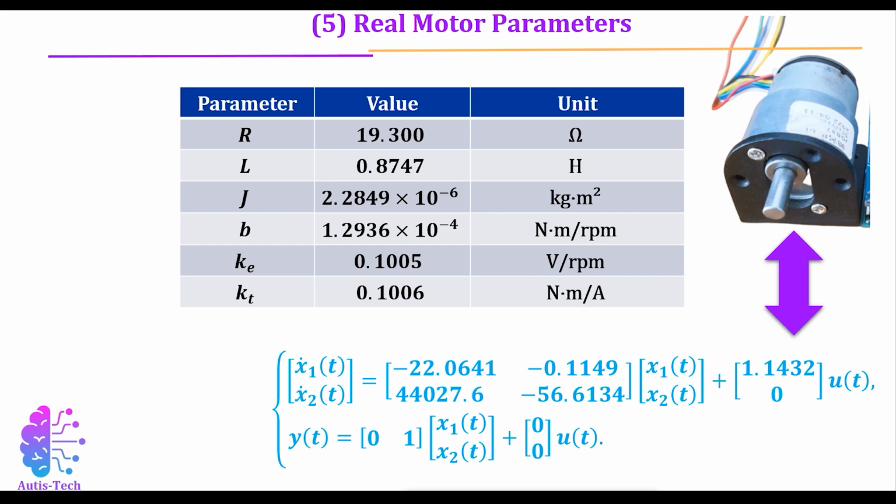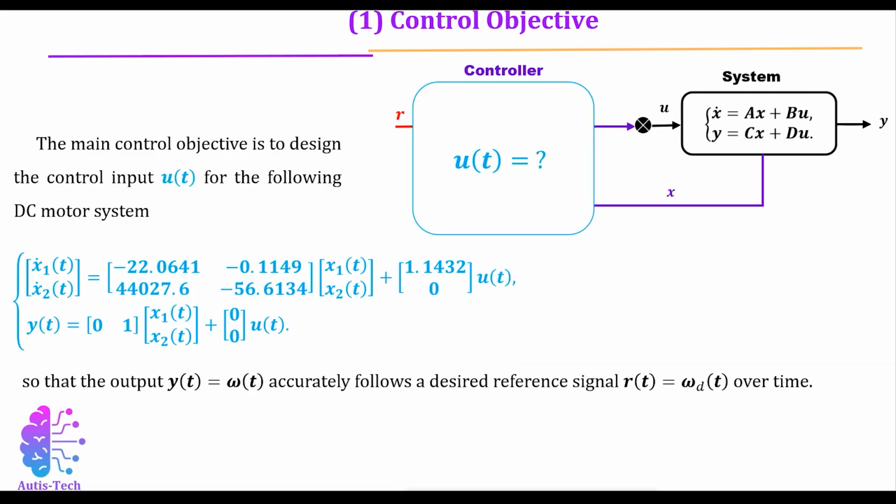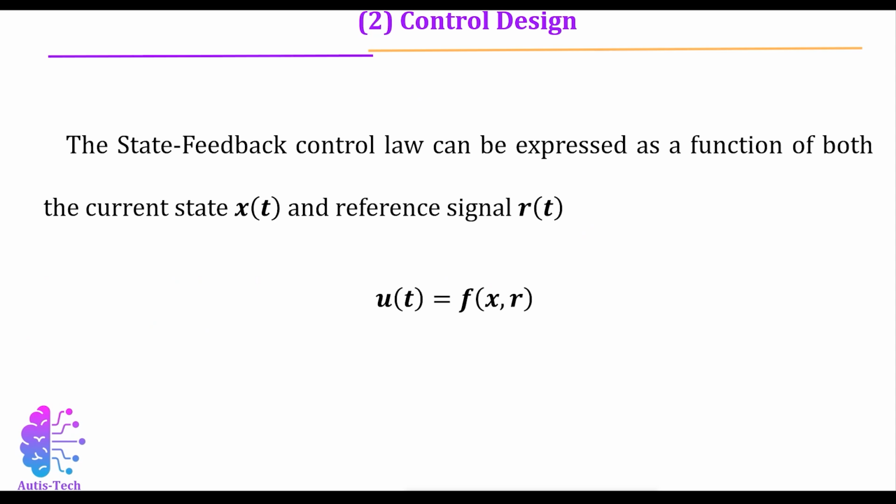Next, in the state space representation, we substitute the real physical parameters of the DC motor into the matrices. This results in the following numerical state space model. Now that the state space model of the DC motor has been established, we can proceed to design a state feedback controller. This control strategy uses full knowledge of the system states to compute the input U in a way that drives the system's output Y, or omega, to follow a desired behavior, such as reaching and maintaining a target velocity R, also denoted omega D.